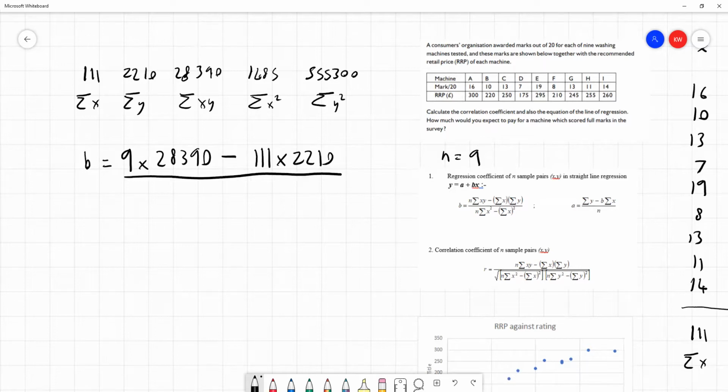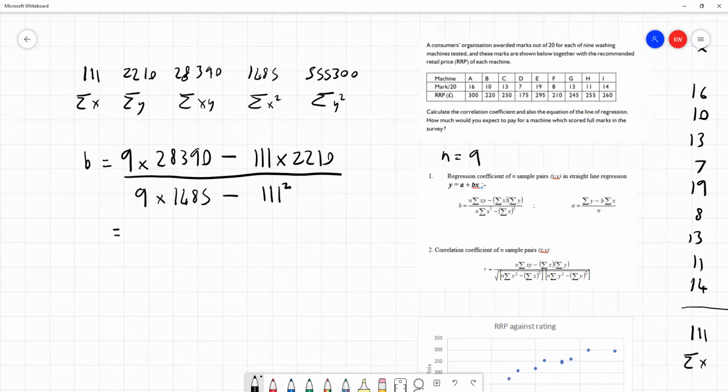We divide that through again, we've got n at the bottom, so 9 times the sum of all the x's squared, so that's 1485, minus, and this is where we have to be careful, the sum of all the x's and then that number squared. So it's not 1485, it's 111 and then squaring it.